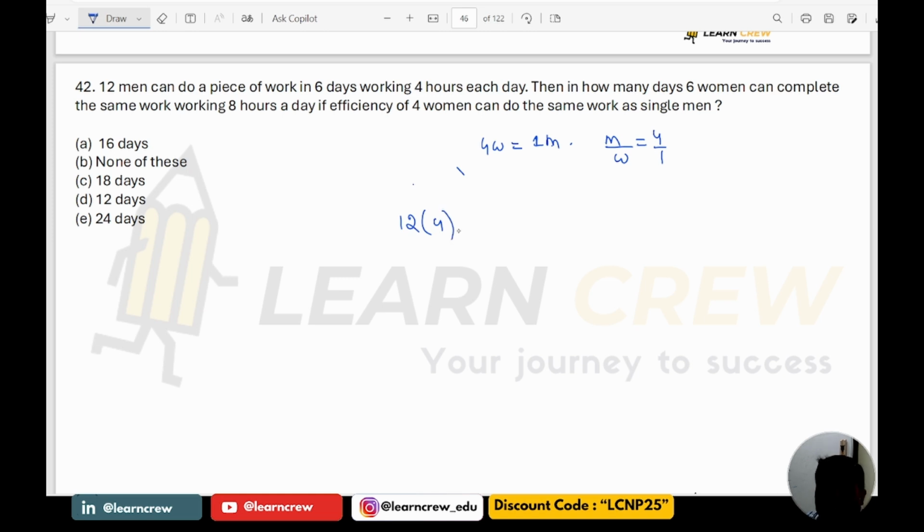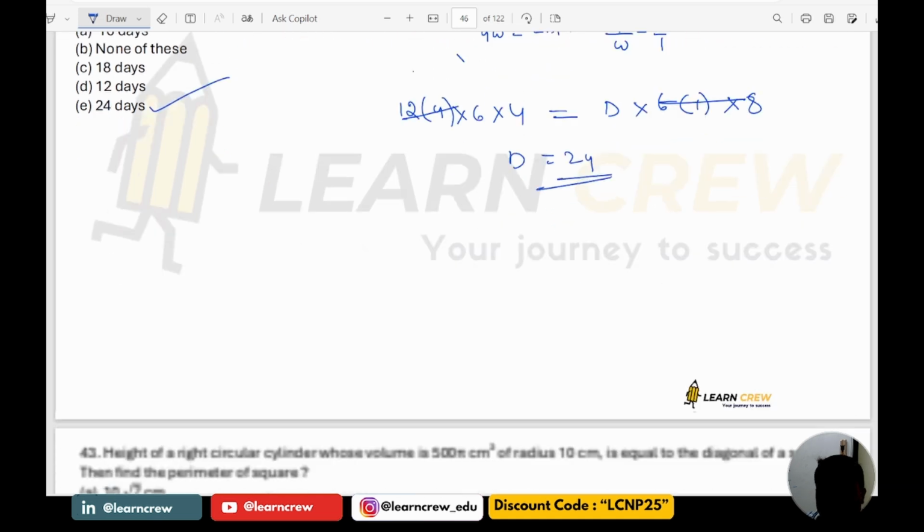12 men can do the work in 6 days, working 4 hours a day. In how many days can 6 women complete the same work, working 8 hours a day? 12 4s are 48, 6 8s are 48. So D is equal to 24. So the answer is 24.